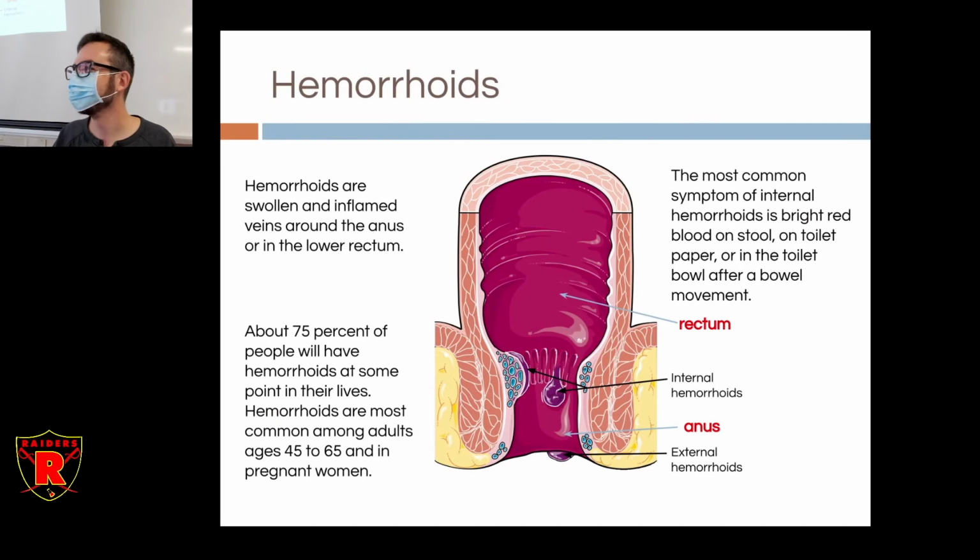Hemorrhoids. Affects about 75% of people over their lifetime. So, yeah, they're extremely, extremely common. They seem to be a lot more common in the West than they are in the East. For example, in India, hemorrhoids are actually quite rare. But here they're very common. I don't know 100% what the difference is.